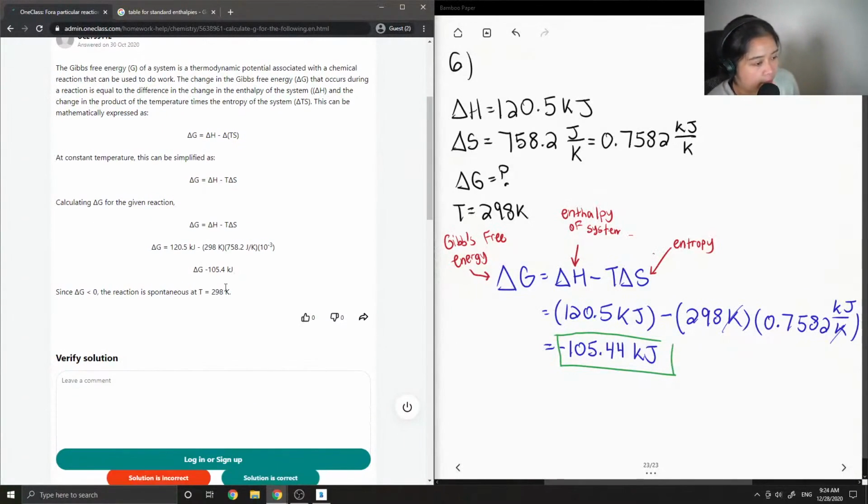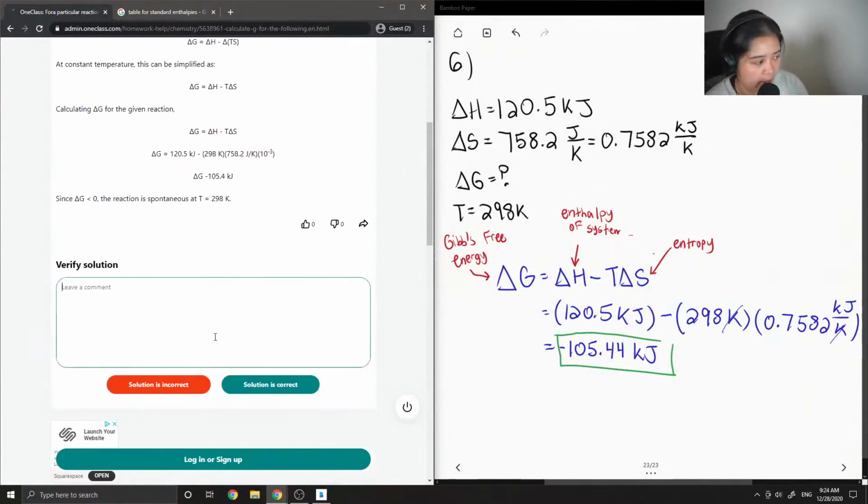And they also got negative 105.4. So since delta G is negative, we can say that the reaction is spontaneous when temperature is equal to 298. Yep, so this solution is correct.